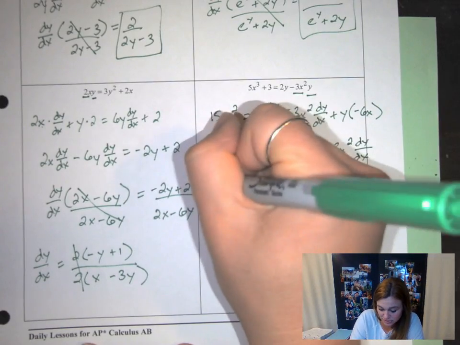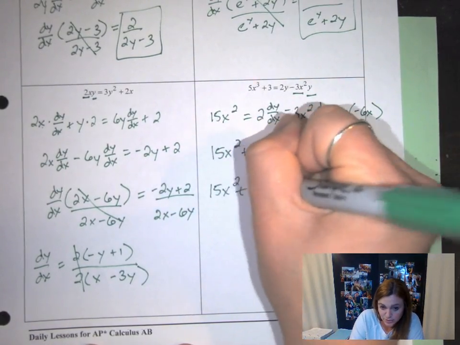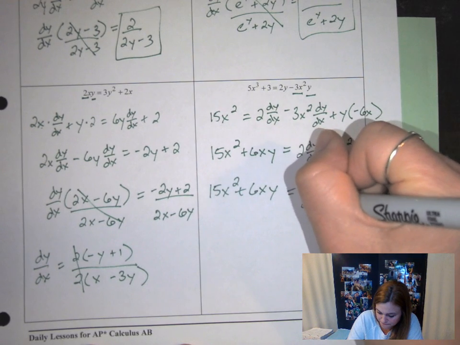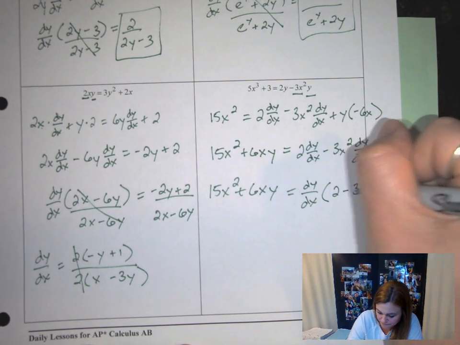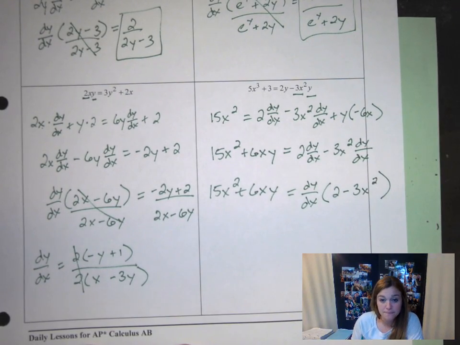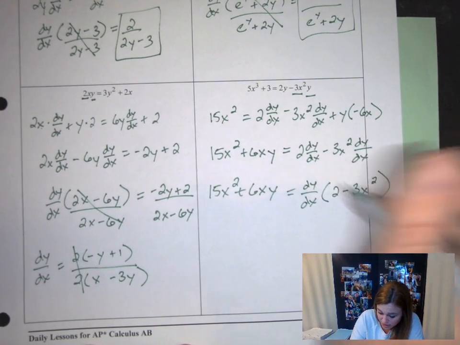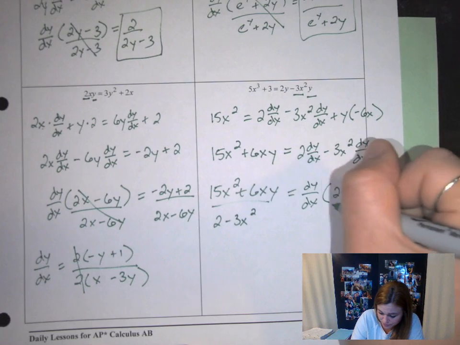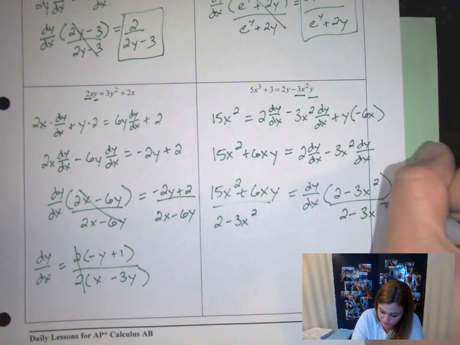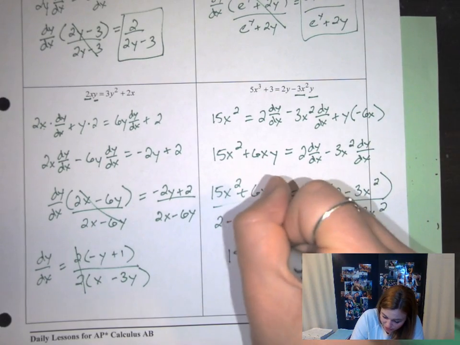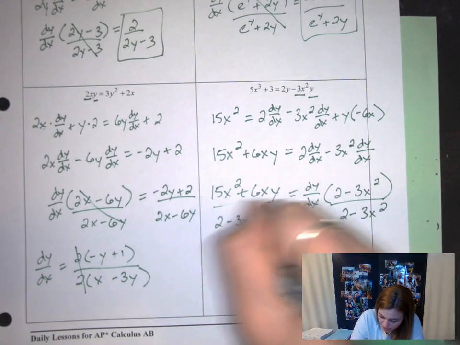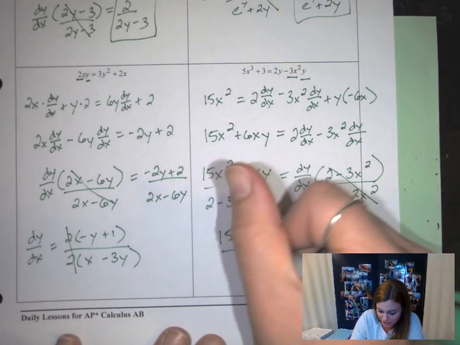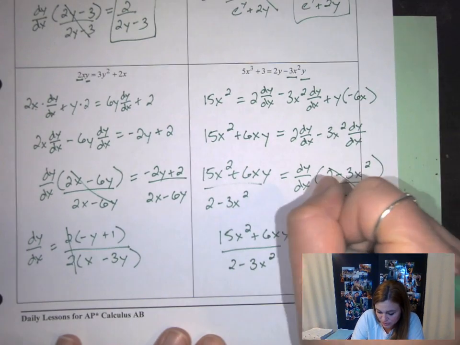I'm going to factor out the dy dx. And then I'm going to say, okay, well, on both sides, I'm going to take 2 minus 3x squared. And I get 15x squared plus 6xy. I don't know why I'm rewriting this one and the other ones that I didn't, because this is by itself more, but whatever. 2 minus 3x squared is equal to dy dx.